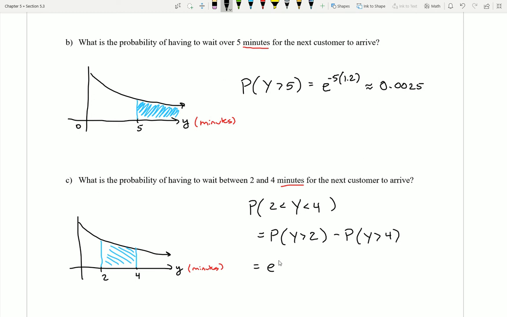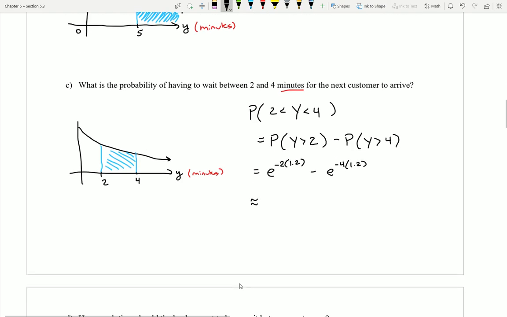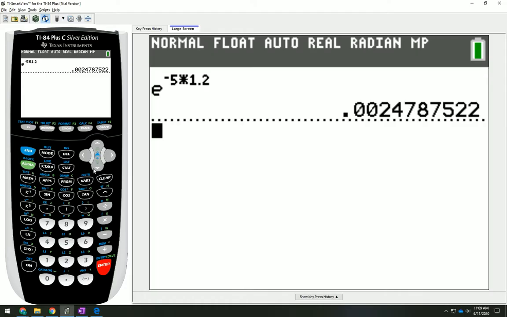The first one's going to be e to the negative of 2 times my value of lambda. And my other probability is going to be e to the negative of 4 times the value of my lambda. Now I can just go right to the calculator and type both of these in, and I should be able to get to my final answer. So let's see what we come up with.